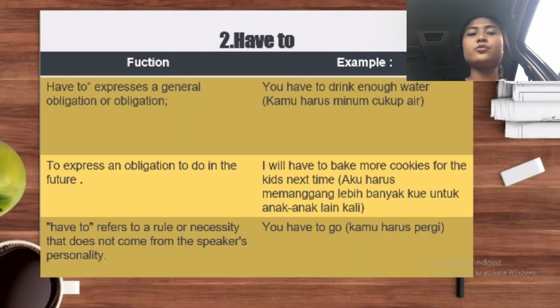Number two is have to. The function is to express a general obligation. For example, you have to drink enough water. In Indonesian, kamu harus minum cukup air. Number two, to express an obligation to do in the future. For example, I will have to bake more cookies for the kids next time. In Indonesian, aku harus memanggang lebih banyak kue untuk anak-anak lain kali.